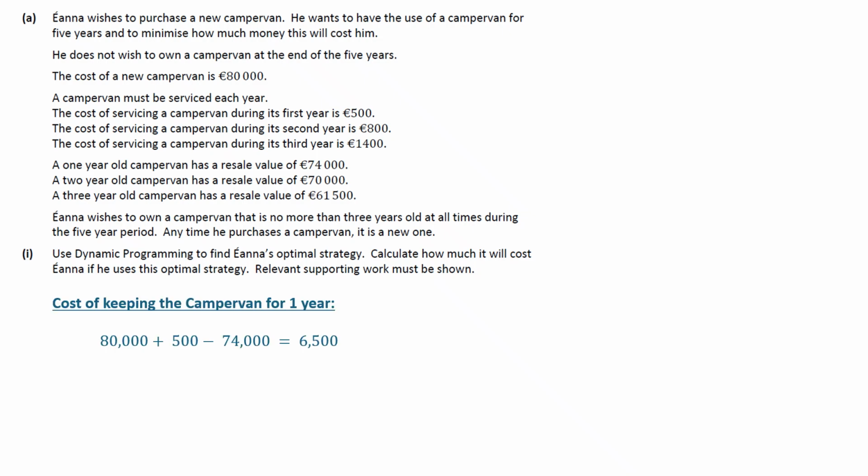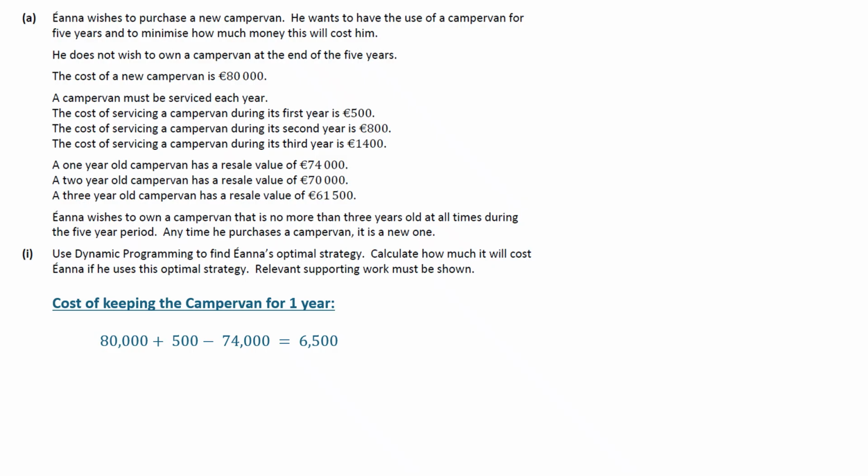So for example, we're going to look at what happens if he buys a camper van and keeps it for 1 year. So the cost involved in that is going to be 80,000 to buy the camper van. He then has to service it during his first year, which costs him 500. He then gets to resell it, so he gets 74,000 back. I know it's a minus because we're talking about costs, like our income or money back in is like a negative cost. So we have 80,000 to buy it, 500 for servicing, and then he gets 74,000 back, which means it costs 6,500 to buy and keep a camper van for 1 year because we're buying it, keeping it, and then we sell it again.